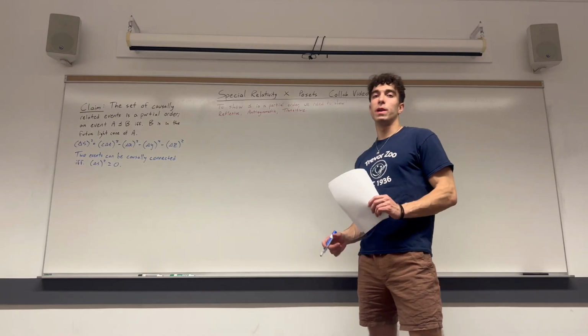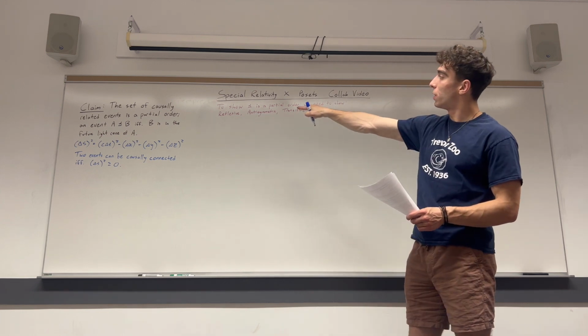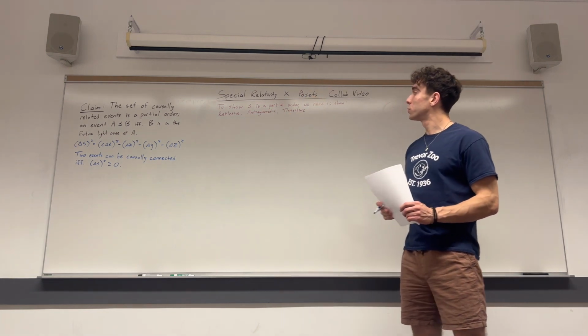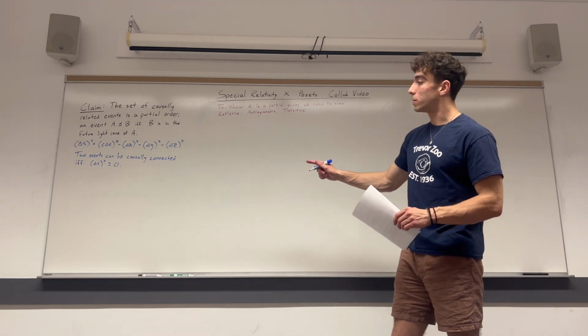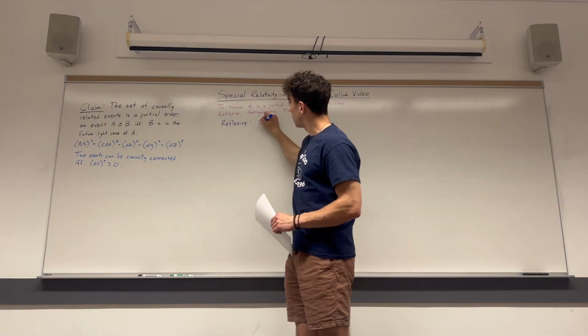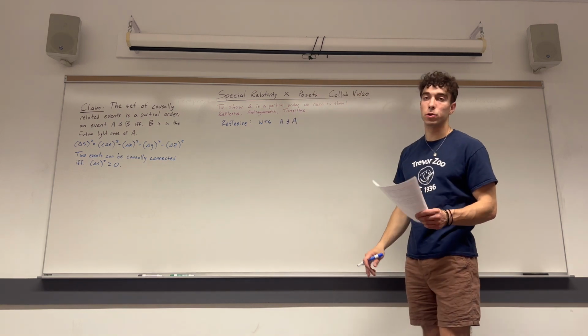A few moments later. Welcome back, everybody. We moved some pieces around, so now we can get to the proof. We want to show that this is a partial order. We need to show that it's reflexive, antisymmetric, and transitive. We're going to start with reflexivity. And we want to show that an event A is related to an event A under the partial order.